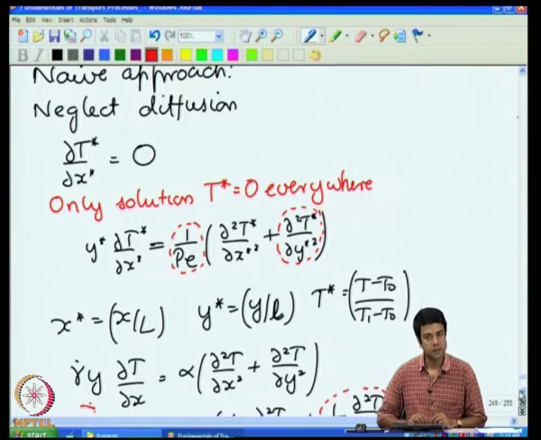However, when we neglect the diffusion terms, we are neglecting the highest derivative. And therefore, we end up with an ordinary equation in the y coordinate, which does not contain any boundary conditions. And because of this, we are unable to satisfy boundary conditions.